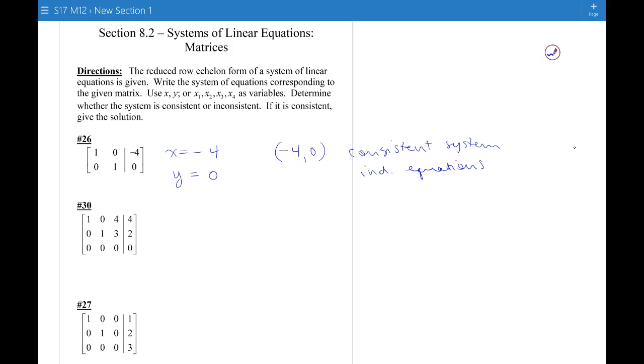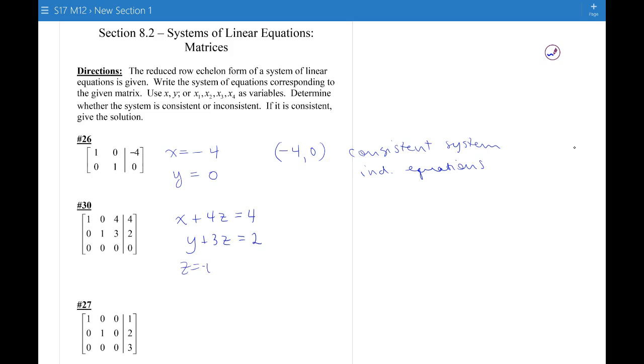Okay, so number 30 says that x plus 4z equals 4, y plus 3z equals 2, and the bottom row doesn't give us any more information. So in fact, if you get a row of all zeros, you already know that you are consistent dependent. Okay, so what we're going to do here is solve. Well, actually, we know we're dependent.